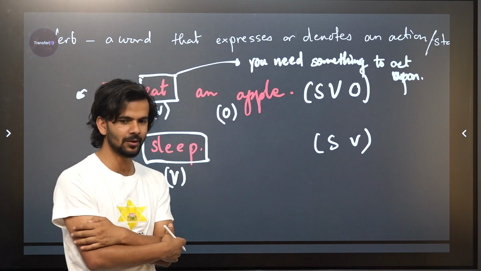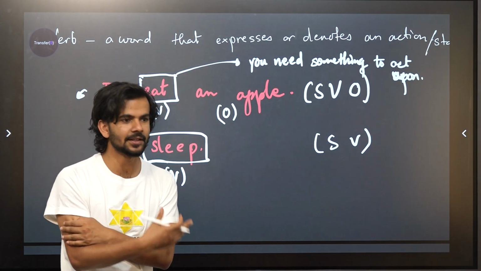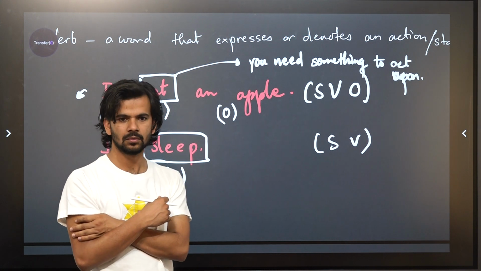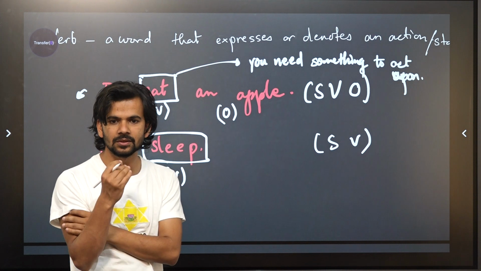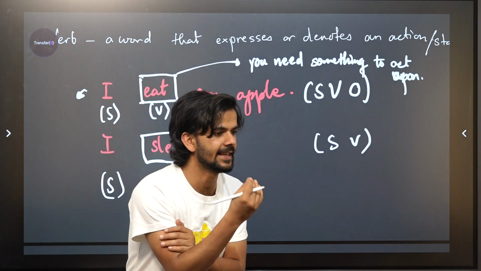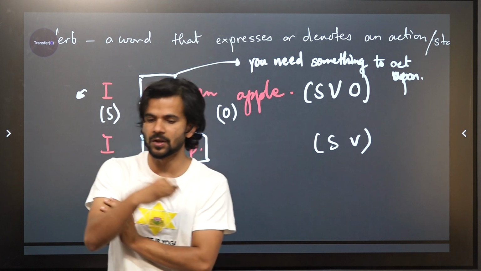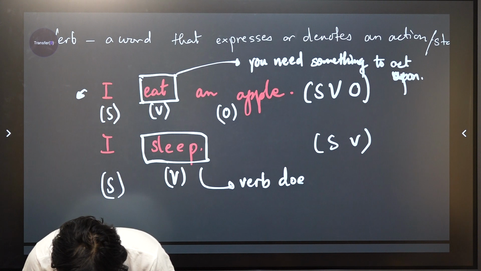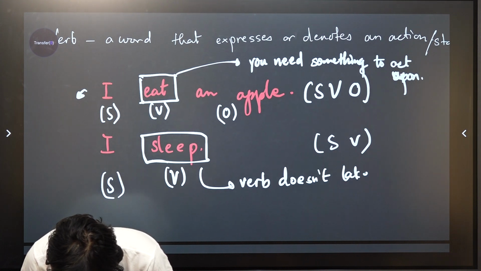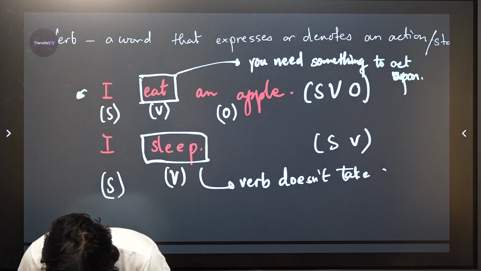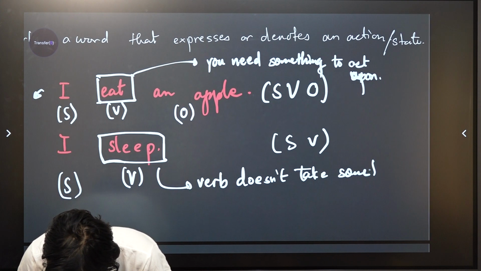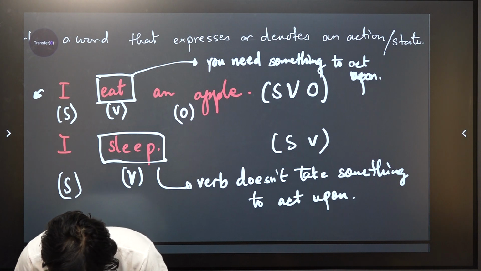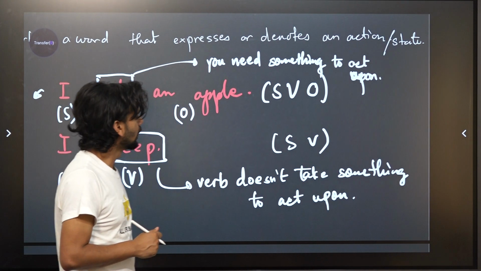You sleep pillow? No, you don't sleep pillow. You sleep a letter? No, you don't sleep a letter. You sleep a pen? No. So what is happening? The verb sleep is not taking anything to act upon. So the sleep verb does not take something to act upon.